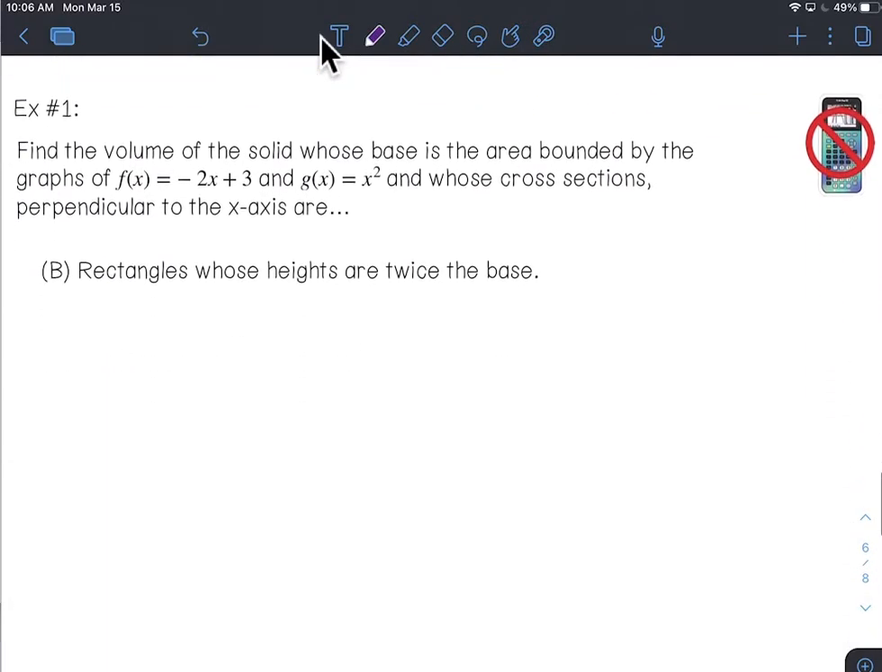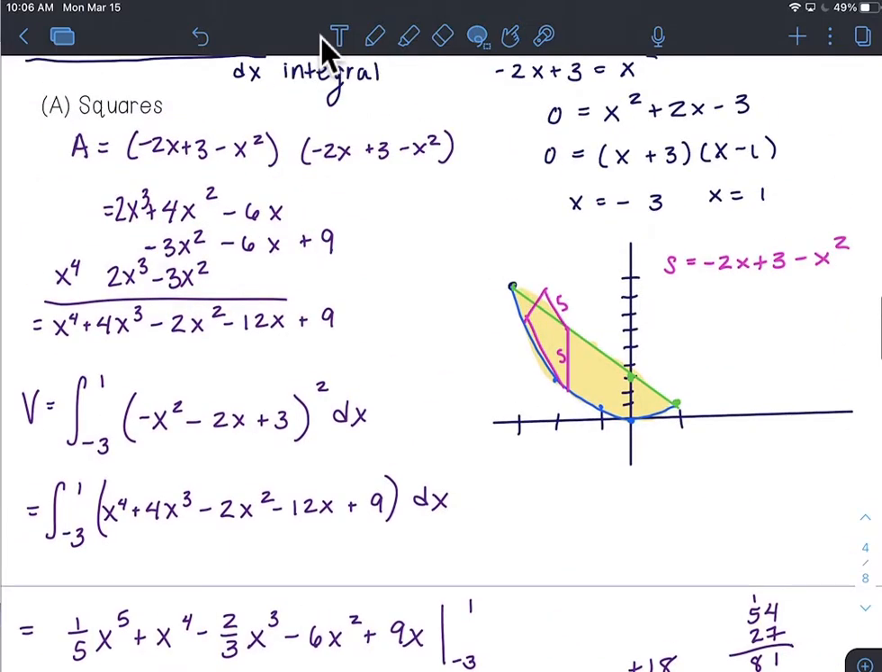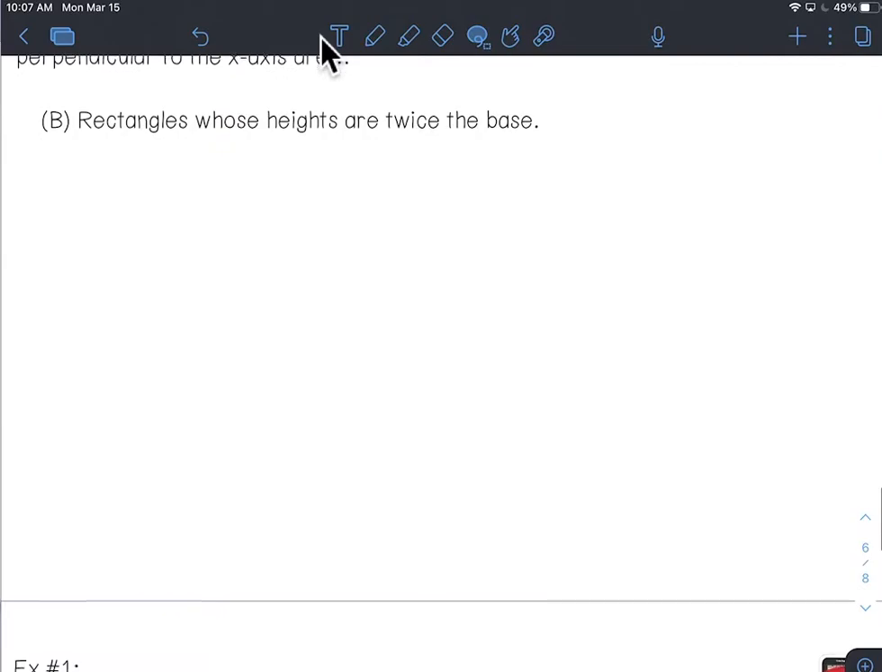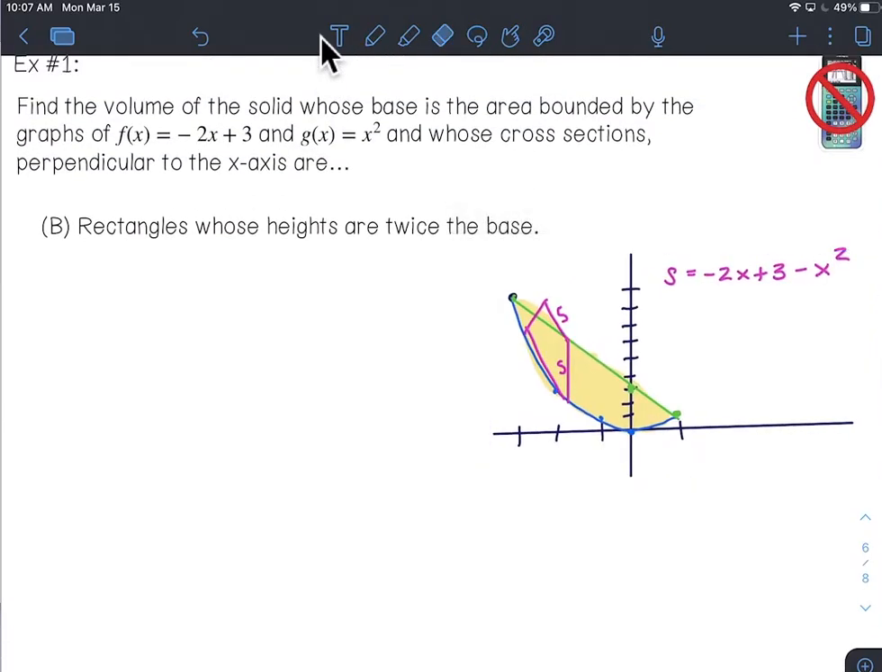Okay, so now we're going to do the same region. I'm going to actually go back and copy my graph over so we can kind of see that. Now we want to do area of the rectangles where the height is twice the base. So let's see if I can get that. Okay, we're just going to ignore that extra pink line in there, that's fine.